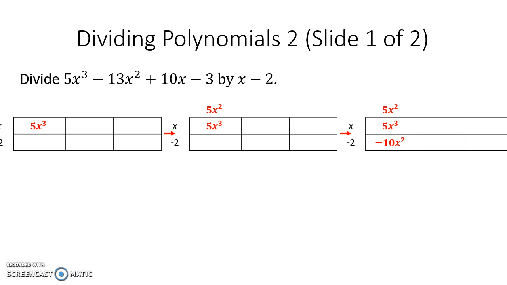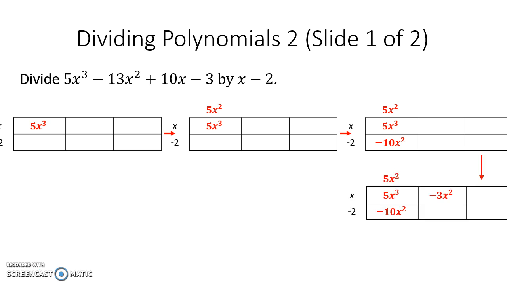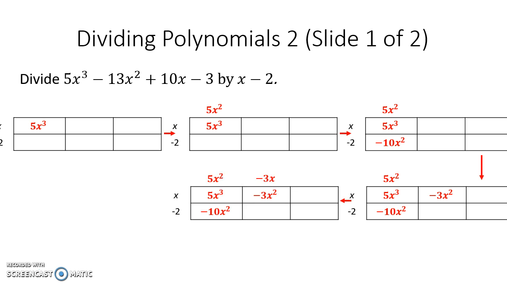Now we have a negative 10x squared. We want a negative 13x squared. So what we have to do is we have to subtract 3x squared, so we get that negative 13x squared. So that's why that negative 3x squared will be in that box. Now, x times what gives us negative 3x squared? Should be negative 3x. Now we can multiply down the column to get our positive 6x in that bottom middle.